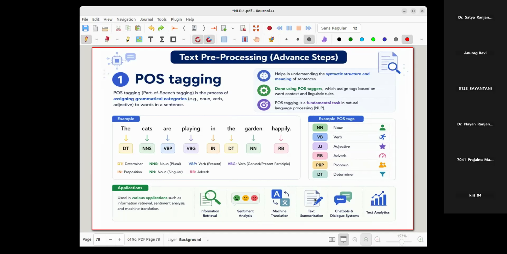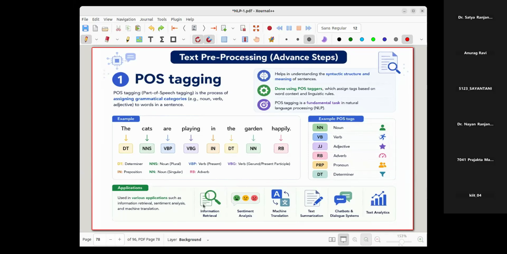And now why is it required? Because it helps in understanding the syntactical structure and the meaning of the sentence. If you know the part of speech for a particular word, then you can easily identify what the meaning will be. Because we know that in English, one word can be used as a verb or as a noun, and according to that, the meaning will change. So whether it is a noun or verb, that needs to be identified first. Then only the meaning can be well understood by the model. And for that only we are using POS tags.